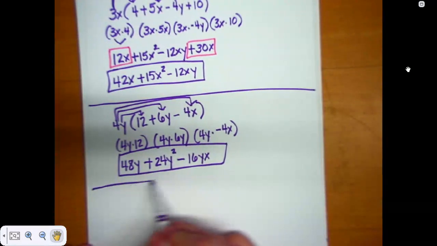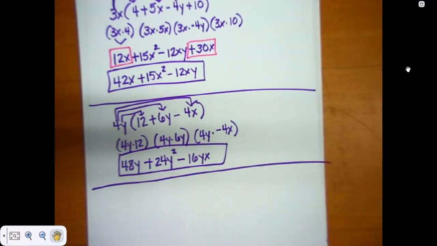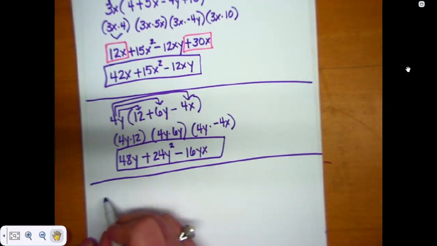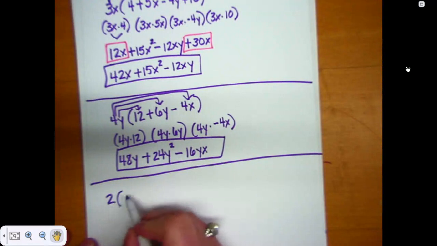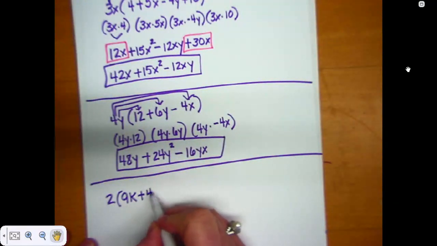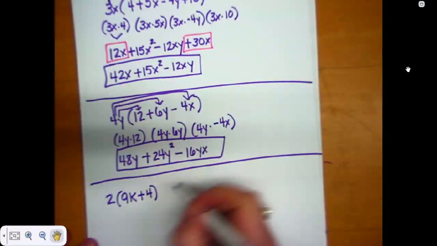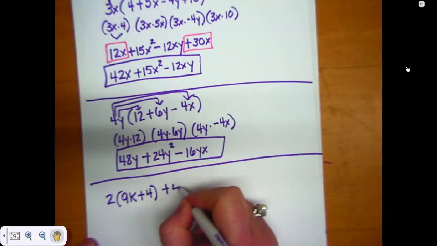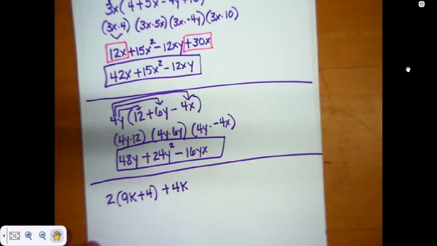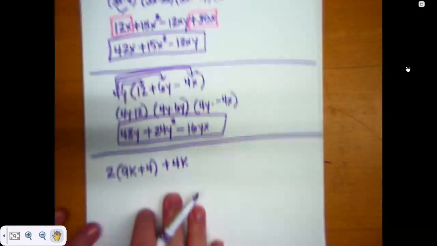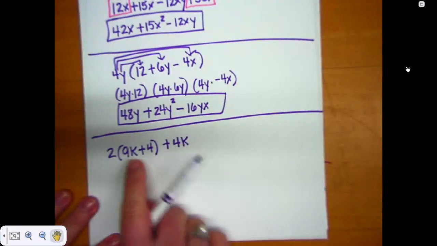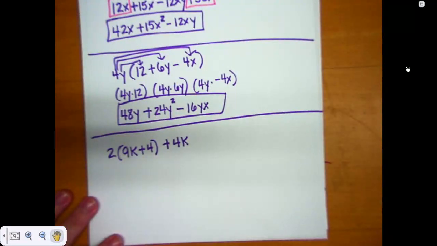Okay, so let's move on to what today's lesson is. So you may also have other terms outside of your parentheses. For instance, you could see 2 times 9k plus 4. And then you may have plus 4k. Which one of these terms are connected to the parentheses?